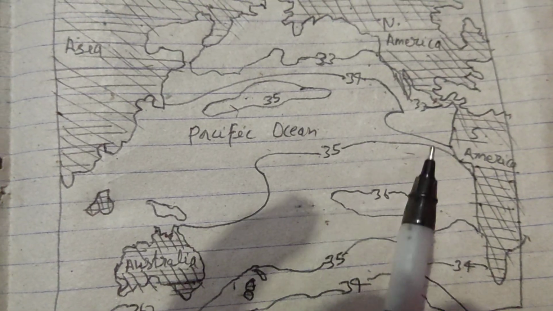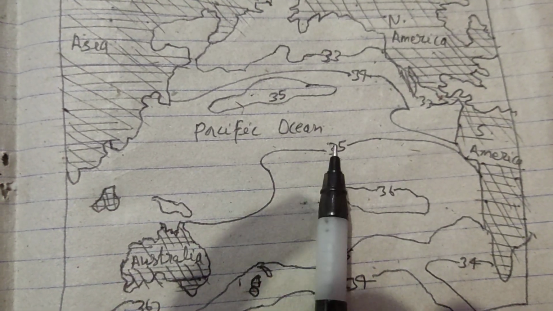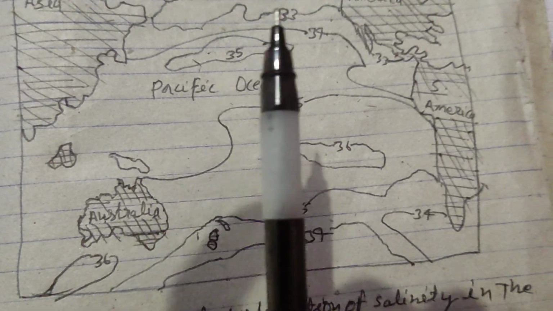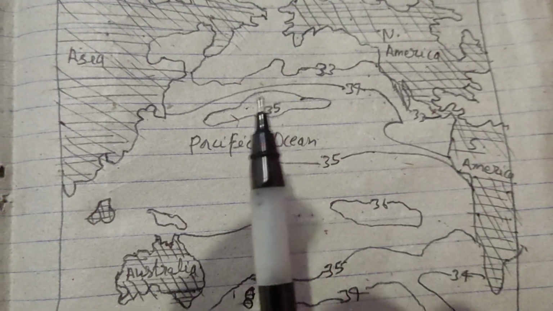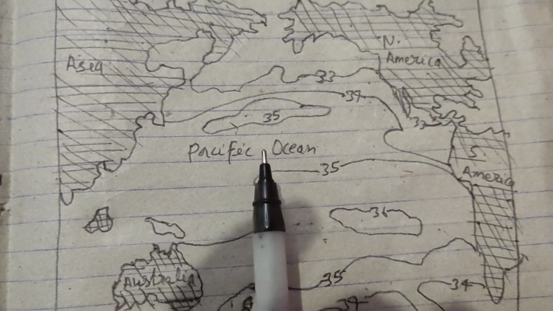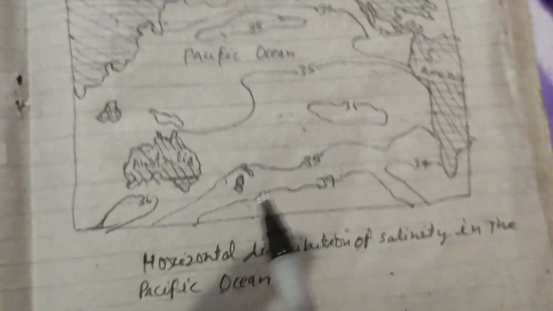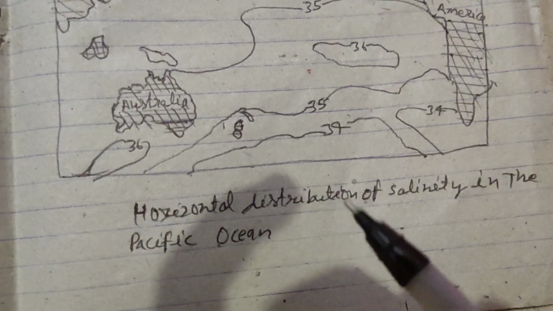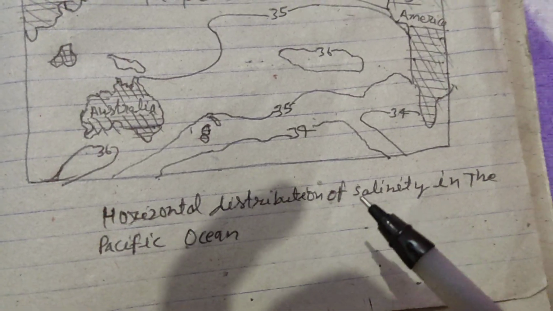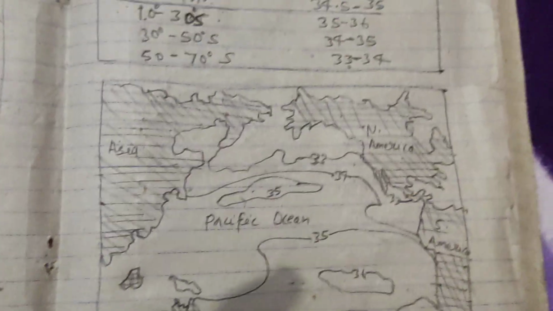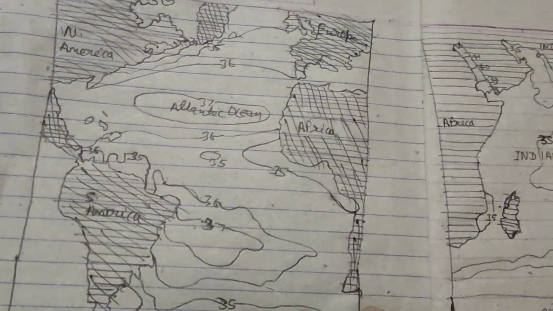What we get is that in the Middle Pacific Ocean salinity is high, and as you go south or north of the Middle Pacific Ocean, salinity decreases as well. This is the horizontal distribution of salinity in the Pacific Ocean. And now we move forward. This is the Atlantic Ocean.